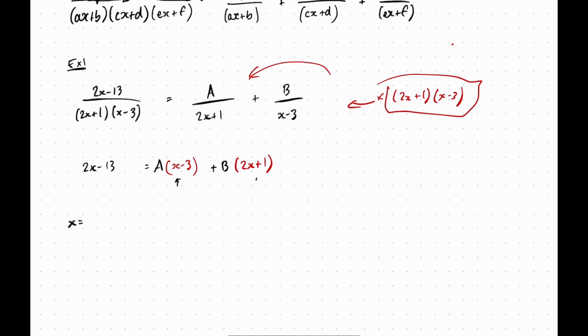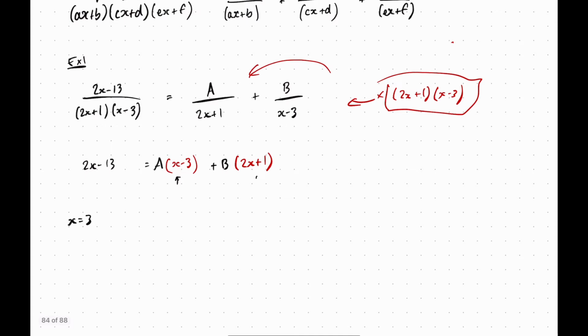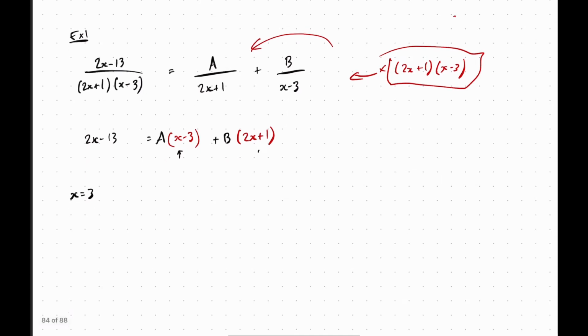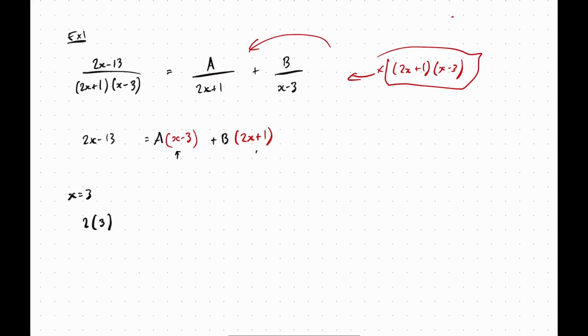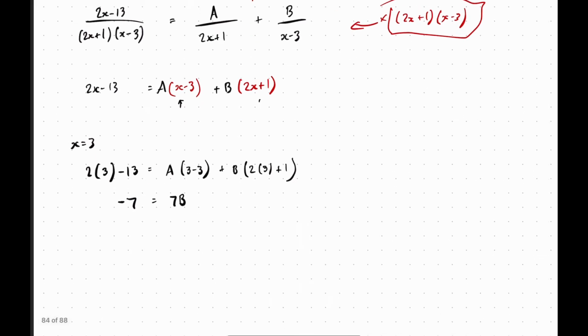x is equal to 3. So if I investigate x equals 3, what that's going to give me is 2 lots of 3 minus 13 is equal to A times (3 minus 3), which is 0, so my A term is going to completely disappear, plus B times (2 lots of 3 plus 1), which gives me 6 minus 13, which is minus 7, is equal to no A's plus 7B. Okay, so B is equal to minus 1.